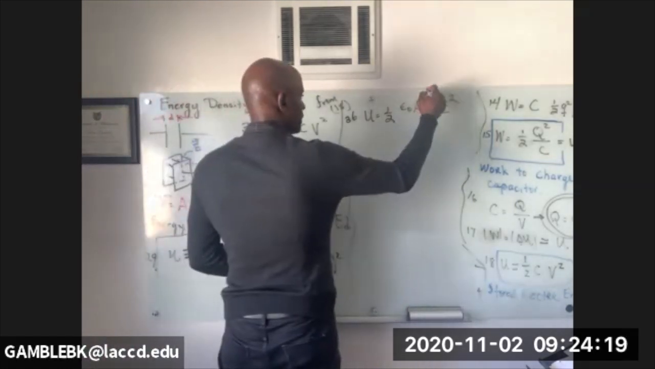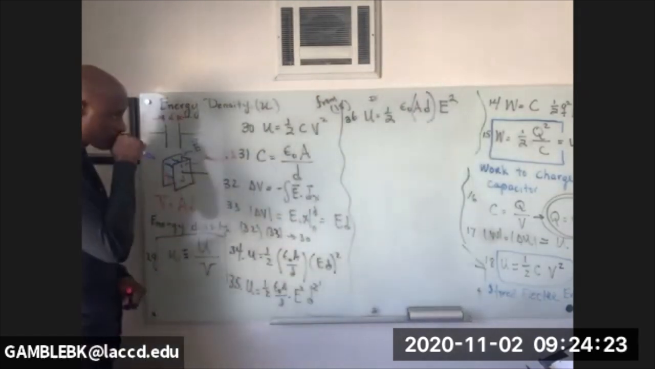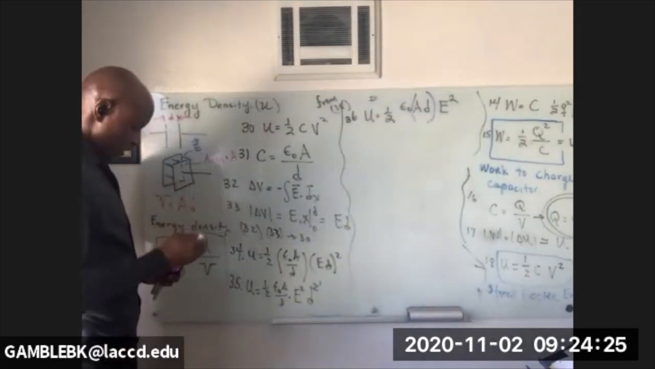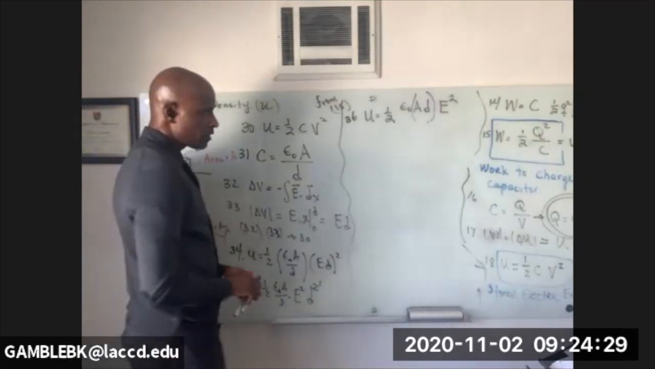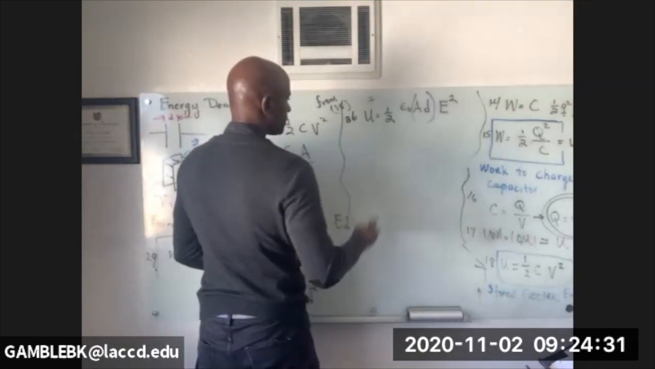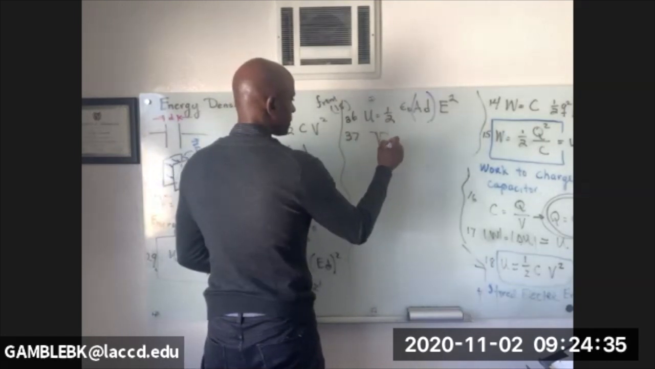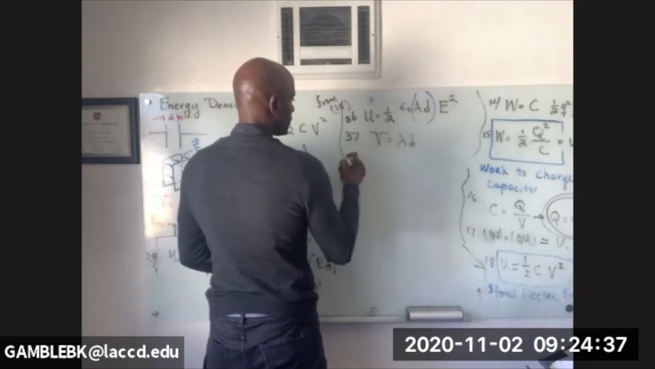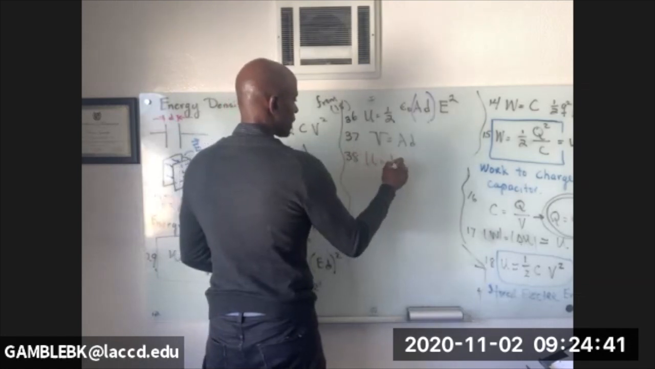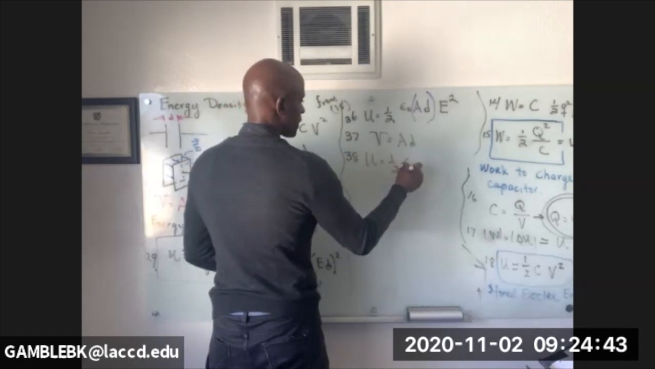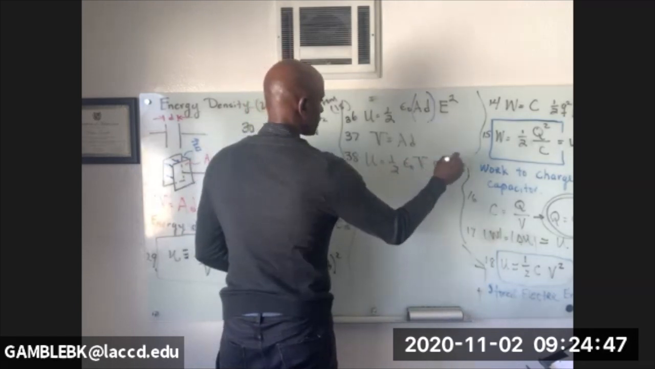A times D is the volume. I just pointed that out. So volume is equal to A times D. So total energy is equal to 1/2 epsilon naught times the volume times the square of the field.